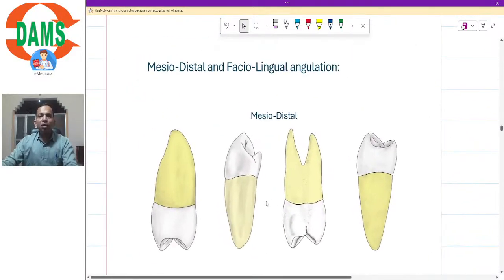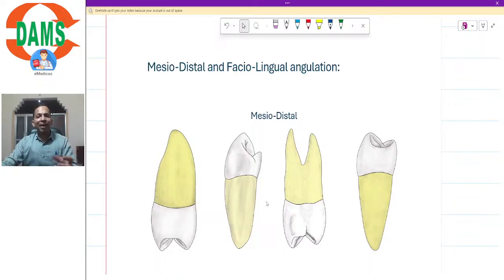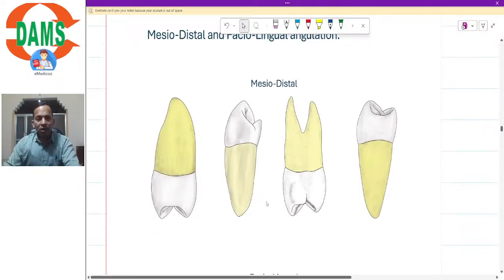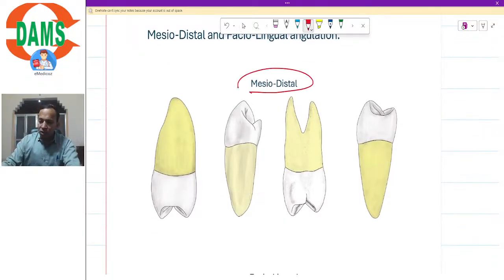So next, let's go to the mesiodistal and faciolingual inclination. As I have just told you, the crown is tilted on the root. Similarly, the entire tooth might be mesiodistally tilted or it might be faciolingually tilted, isn't it? So first is mesiodistal angulation of the tooth in the arch.